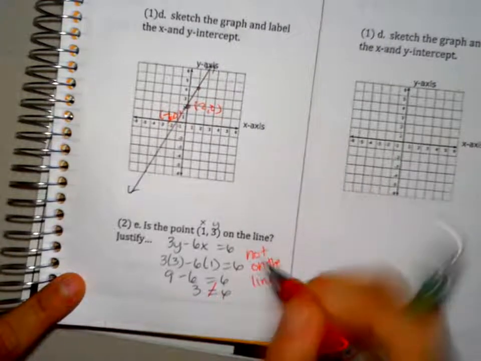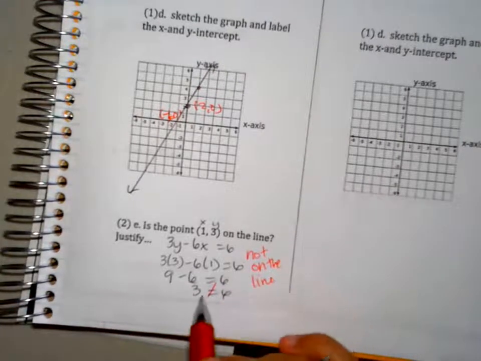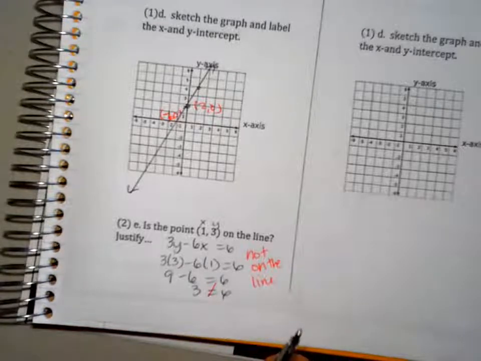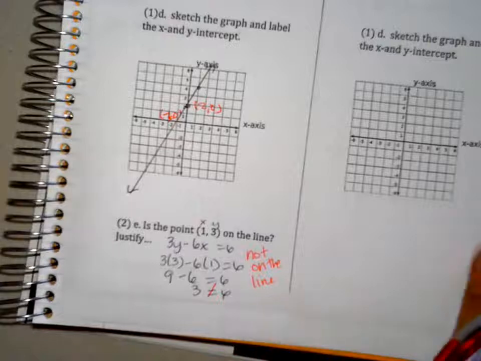And how do you know it's not on the line? Because you did the work. So when it says something like justify, whatever, it's basically just asking you to show work. Okay, let's move on up here.